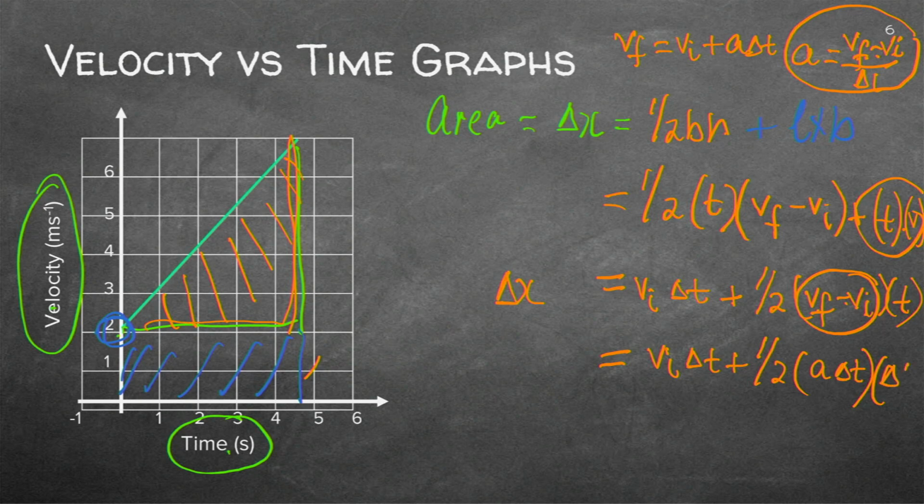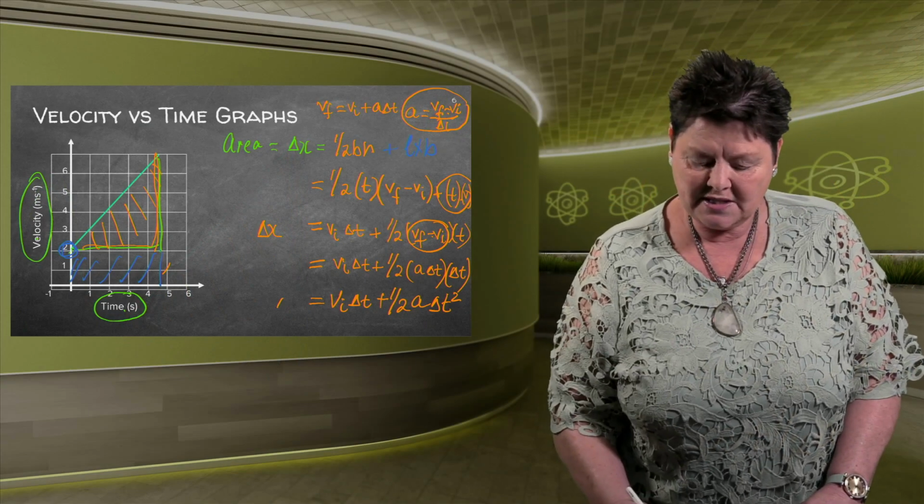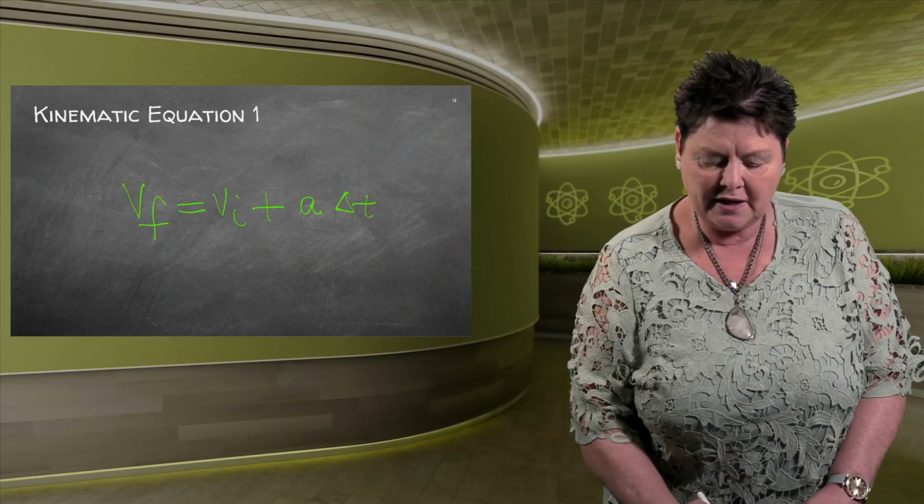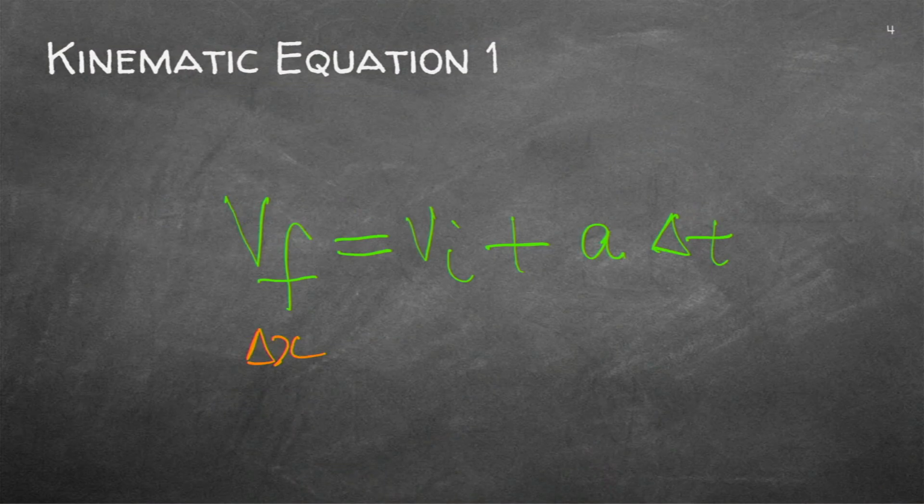And look what you will find now. Your second equation will be plus a delta t squared. Please remember the squares. Please remember the signs. So the second equation I will be using is delta x equals Vi delta t plus a half a delta t squared. Be careful that you use the right equation when you get there.